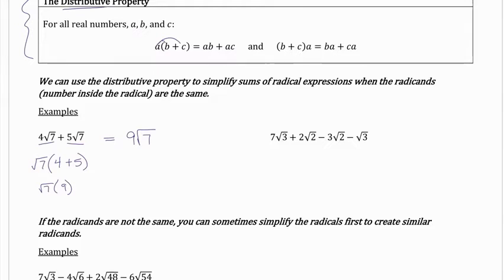Very similar to if I were to do 4x plus 5x, I get 9x, right? So don't add the numbers inside the radicals. We only add the coefficients in front.